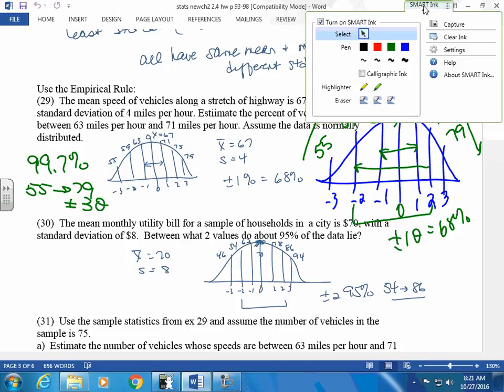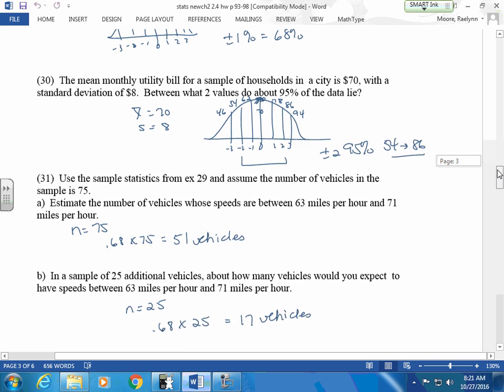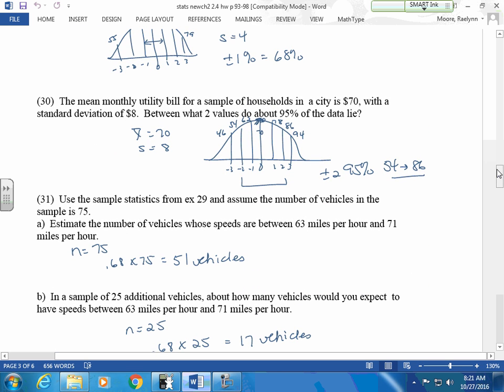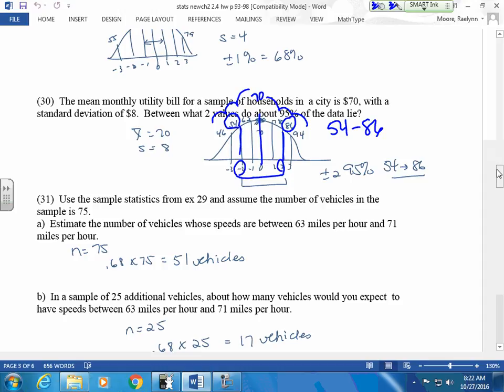Did I give you 30? Okay, 30, we do the same thing. They just ask this a little differently. We put the mean in the middle. There's your 70. Your standard deviation is 8. Add 8, add 8, add 8. Subtract, subtract, subtract. Now, between what 2 values does 95% of your data lie? 95% is between what 2 standard deviations? Plus or minus 2. So I look between this one and this one, and I say from 54 to 86 lies 95% of my data. It just asked it reversed.